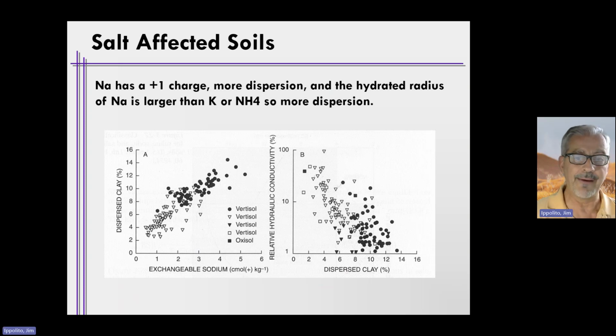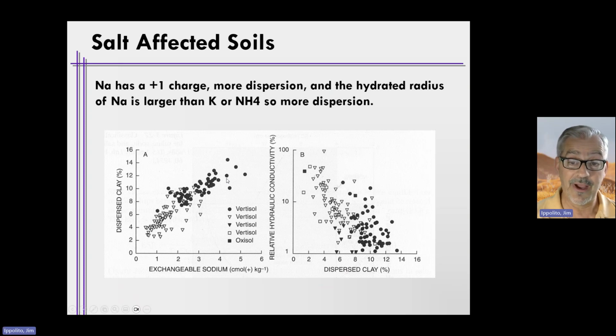And so here are 2 graphs that illustrate this. The graph on the left shows you the exchangeable sodium in a soil increasing from left to right, and the amount of dispersed clays on the y-axis from 0 and moving up, increasing. And what we see in a number of different types of soils is that as you increase exchangeable sodium, the amount of dispersion increases.